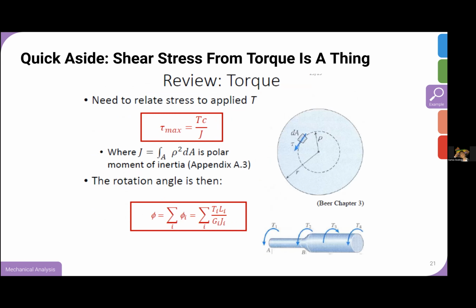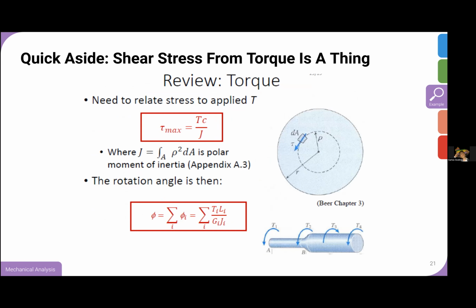Actually, before I do that, quick reminder, people in mixology will recognize this. I haven't really explicitly talked about it. Shear stresses from torque are a thing. And this next problem mentions it and combines it with transverse shear to figure out max shear stress.